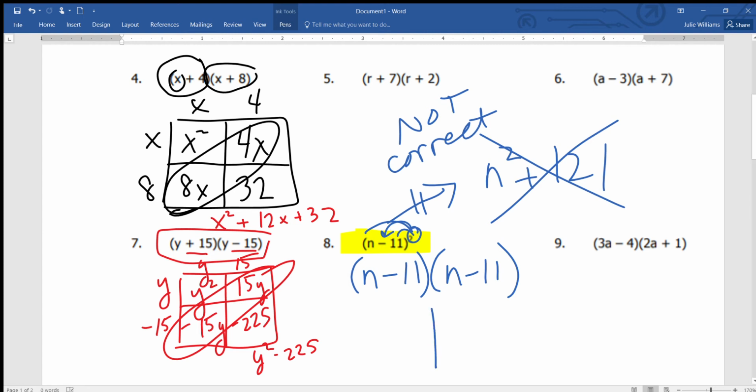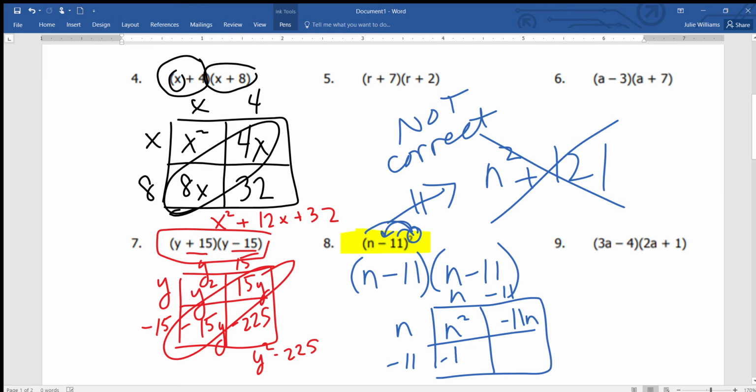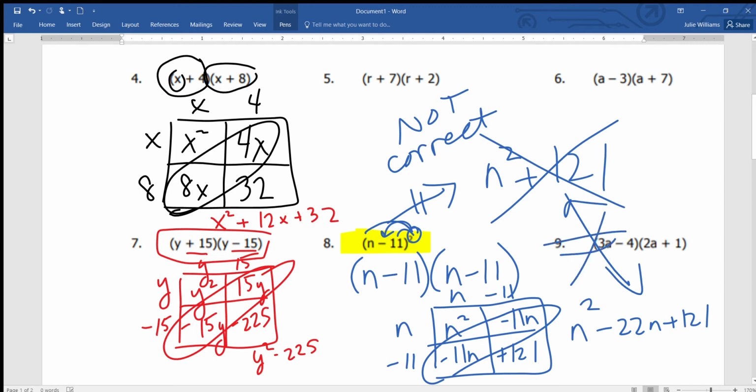When we do that, again, we can make our little box method. So n and negative 11, n and negative 11. So n squared, minus 11n, minus 11n, and then plus 121. These do not cancel out, do they? They're not opposite signs. So it becomes n squared minus 22n plus 121. You can see that these two are not equal. This one is the correct one. All right, I'll do a couple more here for you.